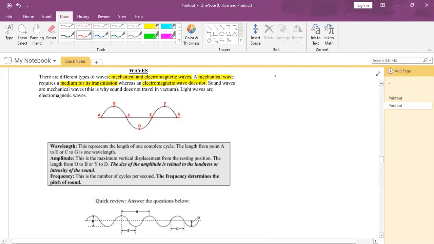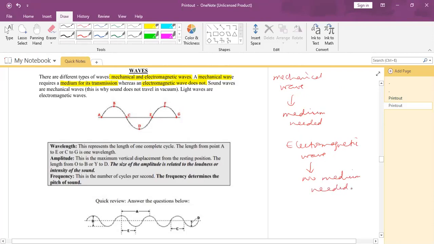So mechanical wave needs a medium. Electromagnetic wave, no medium. You don't need any medium.